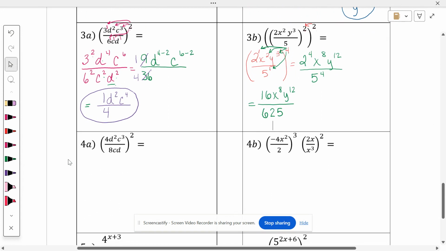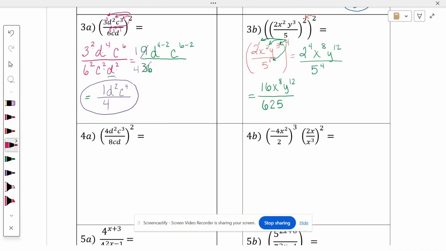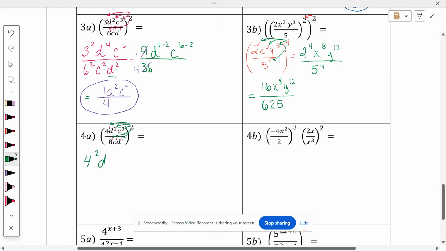Okay, let's look at example 4a. So again, I have some coefficients with no exponents. We're going to give those a power of 1, and these two variables down here. And I'm just going to distribute my power. So I'm going to multiply every exponent on the inside by 2, because that's my power on the outside. So that leaves me with 4 squared, d to the 4th, c to the 6th, over 8 squared times c squared times d squared.